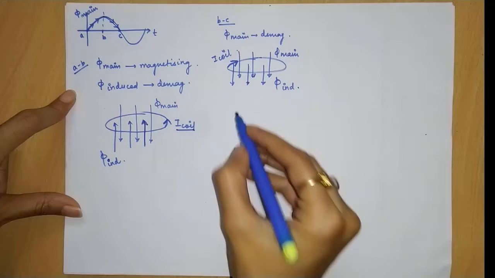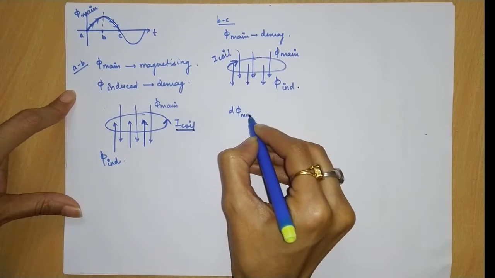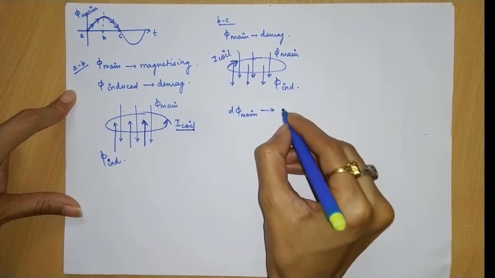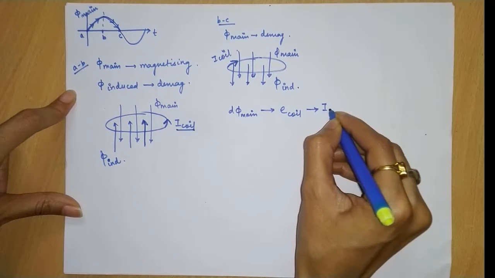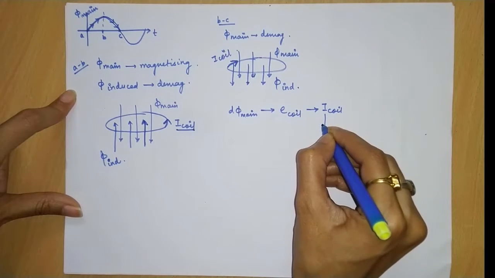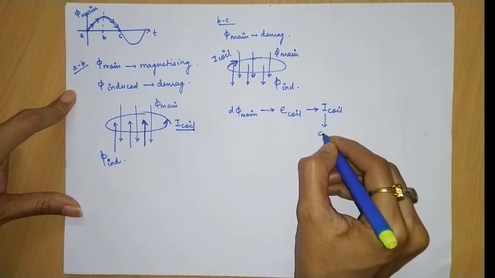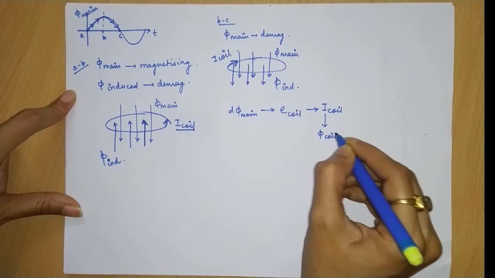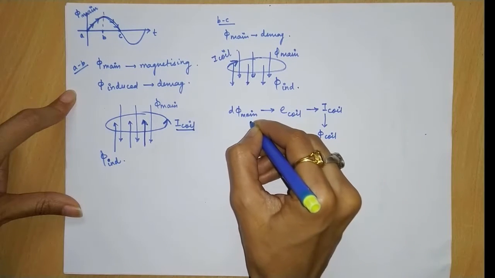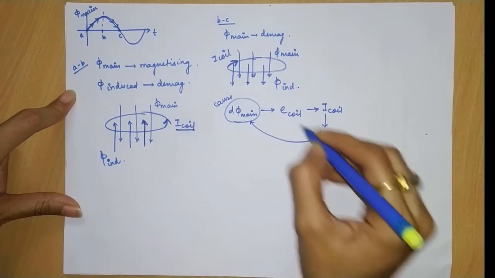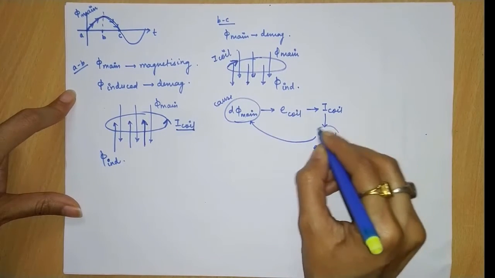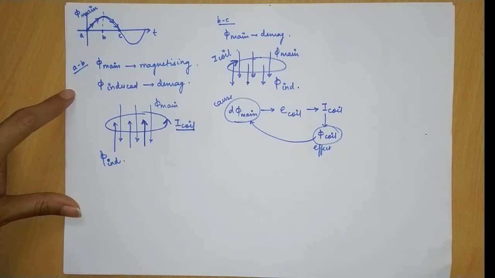So, the changes in the main flux have induced EMF in the coil, which brought the current in the coil. Because of this current, the flux is induced in the coil, which will oppose this change in the main flux. So, this is the cause, this is the effect. Effect will always oppose the change in the cause. This is itself the Lenz law.